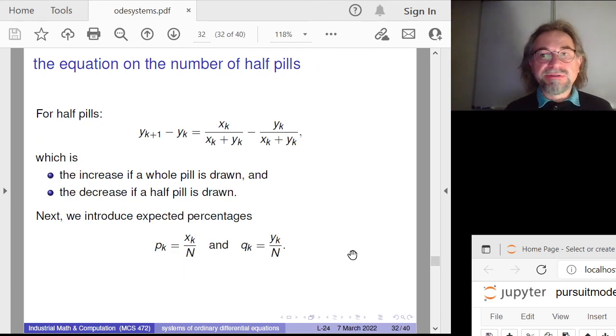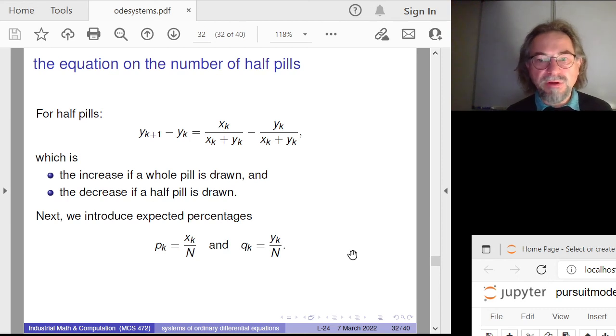Okay, so then what is the number of half pills? So it's the increase whether there is a whole pill drawn. If a whole pill is drawn, then there is indeed an extra one, but then there is the decrease if actually a half pill is drawn. And these are expectations.